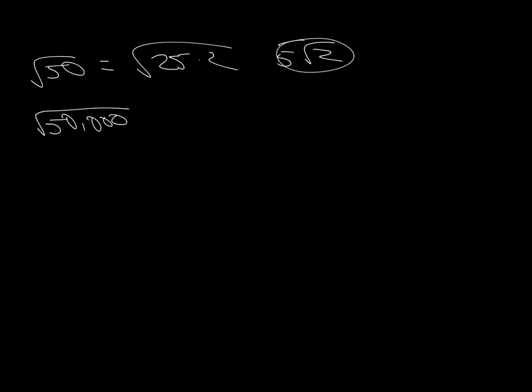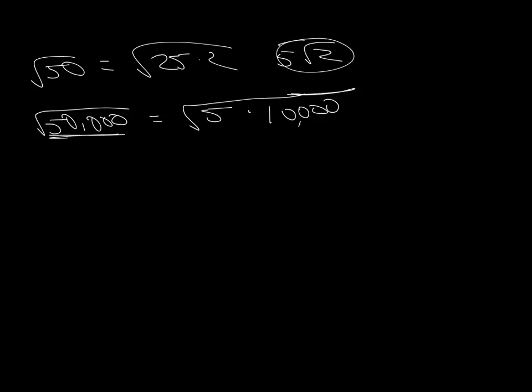50,000? What you're going to do is count the zeros. If you have an even number of zeros, then you're going to write this as 5 times a 1 with that many zeros, that even number of zeros there. 5 times 10,000 gives you 50,000.